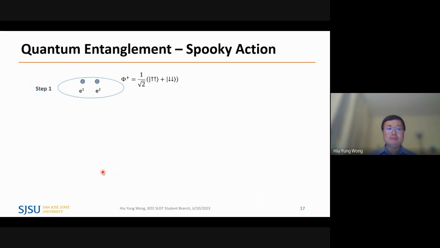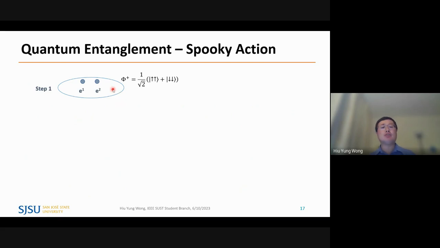Now, what's so special about entanglement, right? It's very important to help us do quantum communication and also some special algorithms, but that's too deep for us. We cannot go that deep, but we can look at some interesting phenomena.